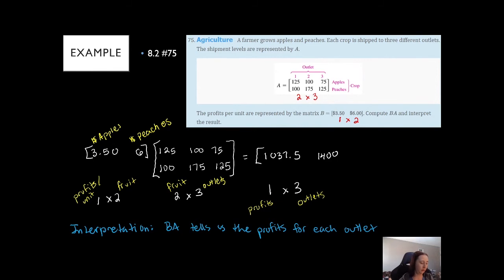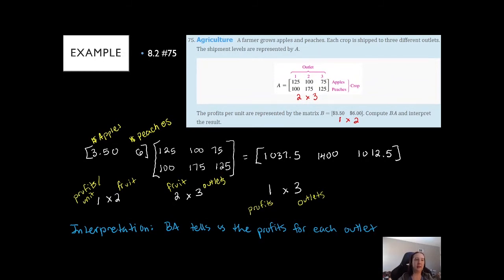Then third column, so we have 3.5 times 75 plus 6 times 125. I kind of reversed that. And that gives us 1,012.5. So they're making $1,012.50 total in profits at outlet 3.